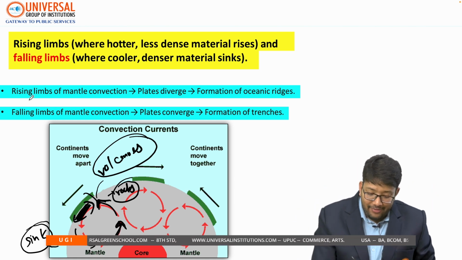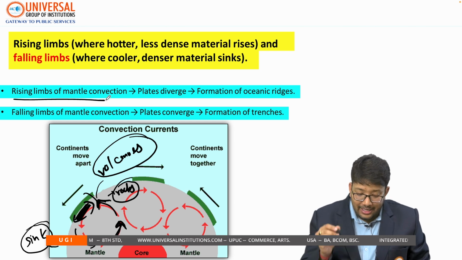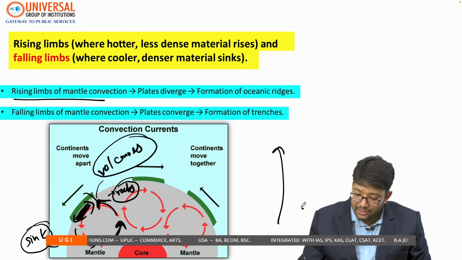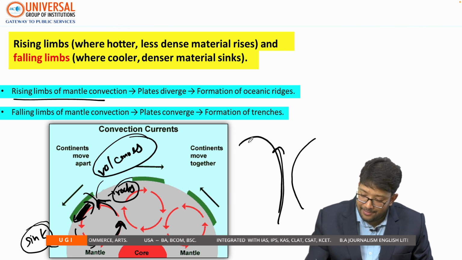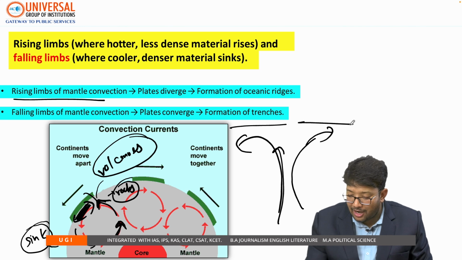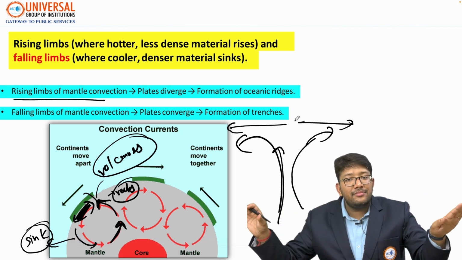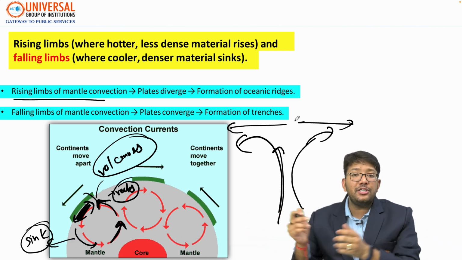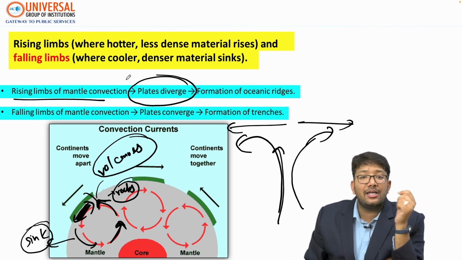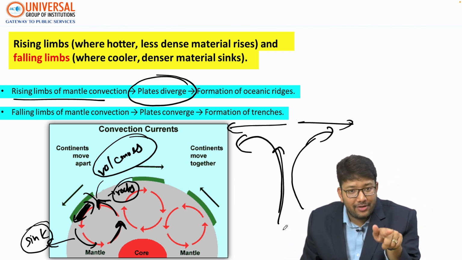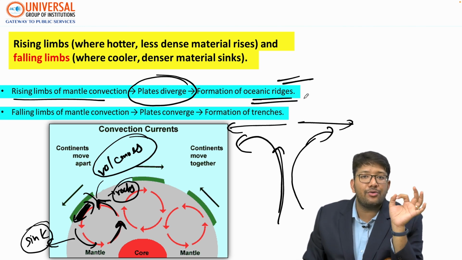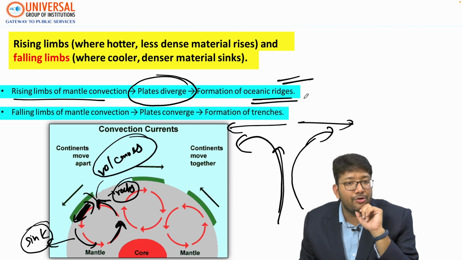Remember. Now when the rising limbs are there, what will happen? Plates will diverge. Don't you think, if this limb is going like this, and this limb is going like this, the plates above it will also diverge? Okay, so formation of oceanic ridges will take place, meaning where there is a divergent plate boundary, ocean ridges will be formed. I already told you that the biggest oceanic ridge in the world is the Mid-Atlantic Ridge.